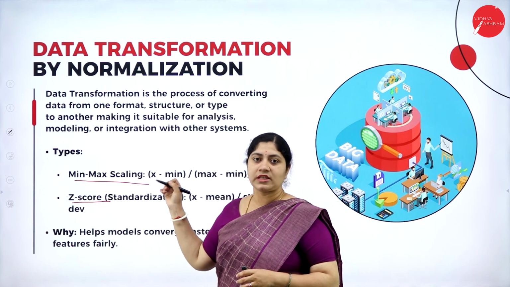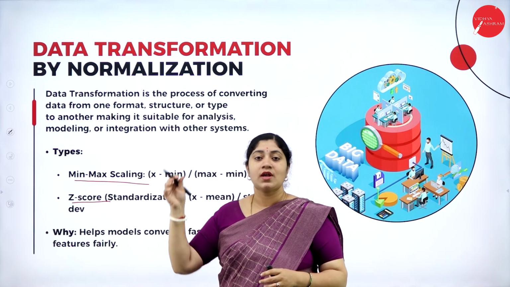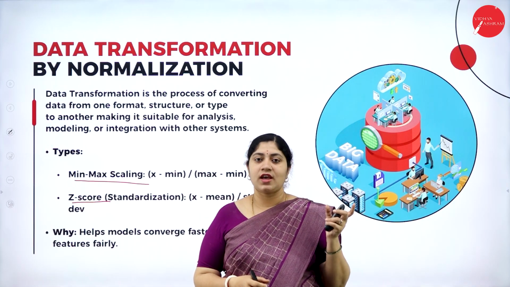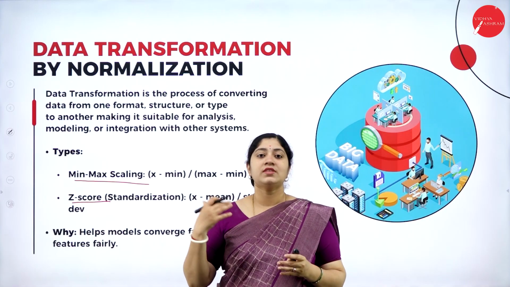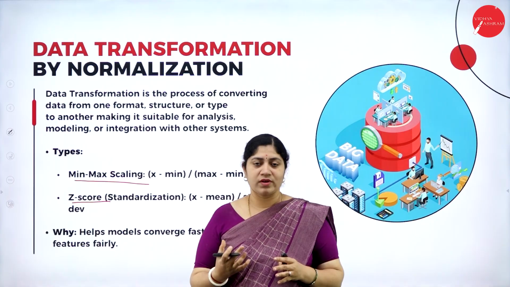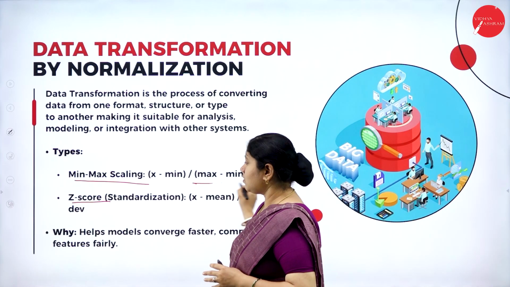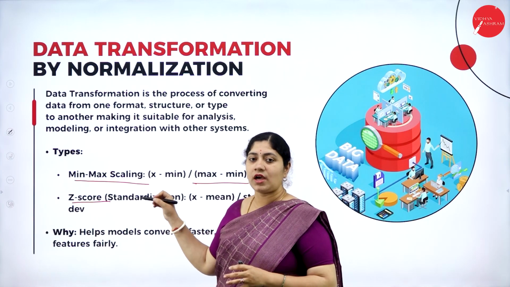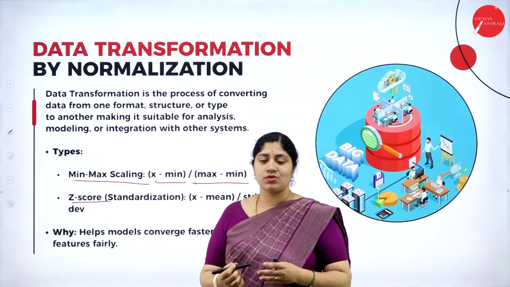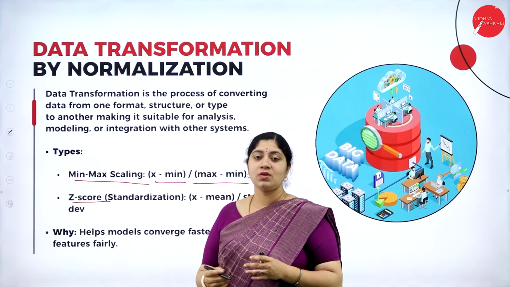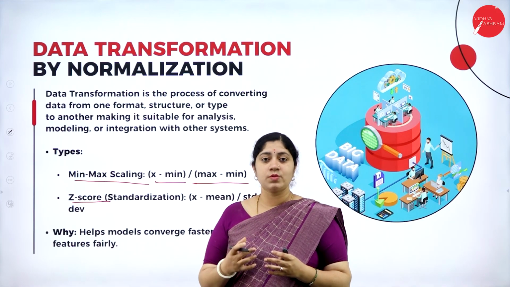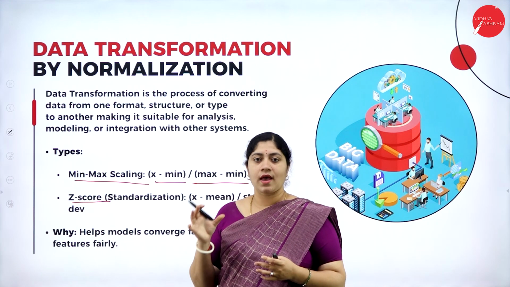In min-max scaling, as the name itself says, we define some values as minimum and some as maximum, and then we start transforming our information. For this, we need a scaling value, correct? For that, we use x minus min divided by max minus min. So this is a small representation of how our normalization process, using min-max scaling, happens.